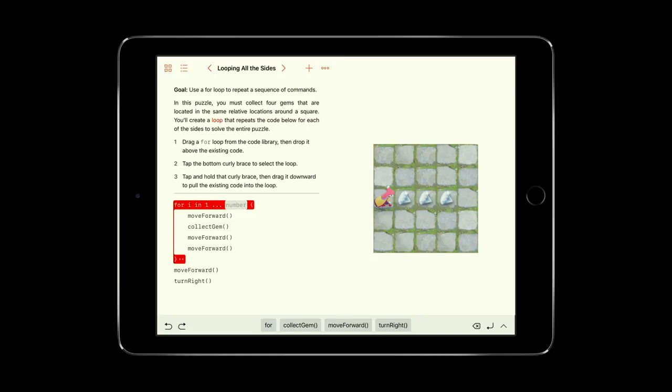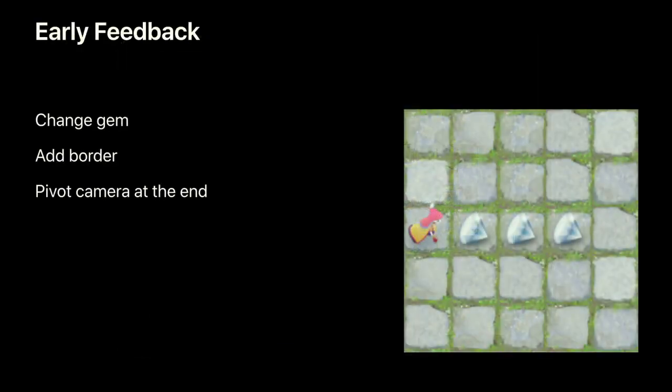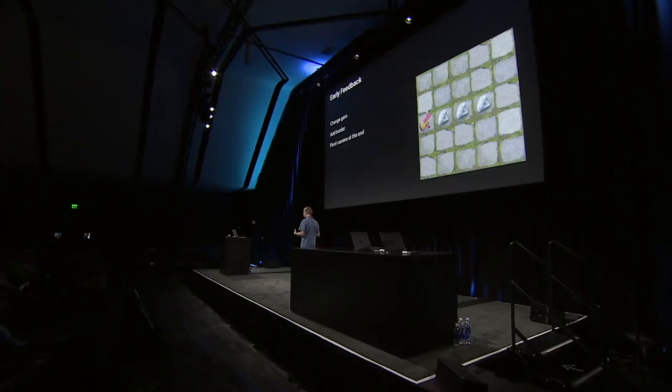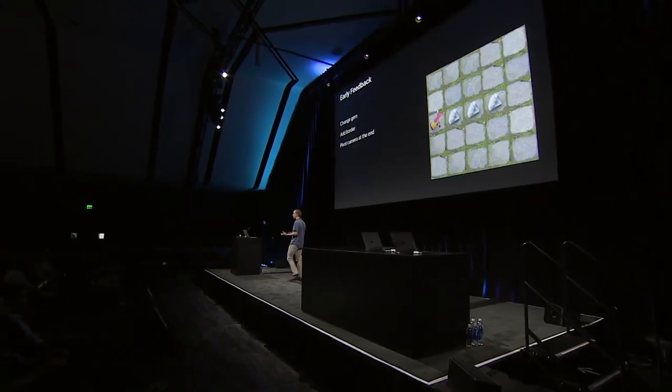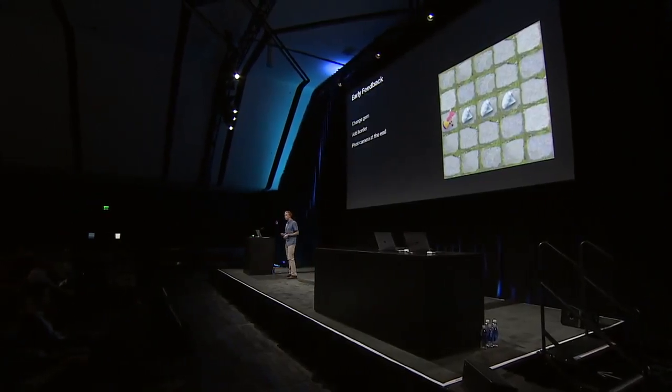It didn't matter what the assets looked like. But through this prototyping process, we started to get some early feedback. Some of those comments were about the graphics. It was requests like, could we change the gem color? Could we add a border around the scene? Or could we pivot the camera at the end to give a little bit of visual interest? While this is good feedback, it really is very iterative. And when you're prototyping, you shouldn't be afraid to throw the whole thing away.